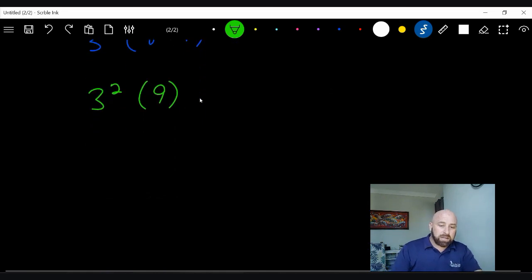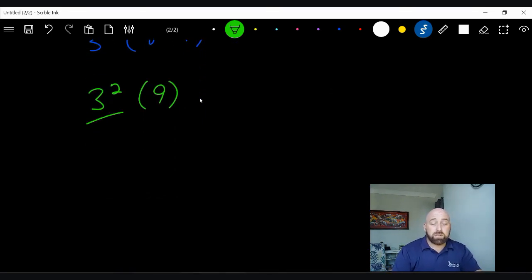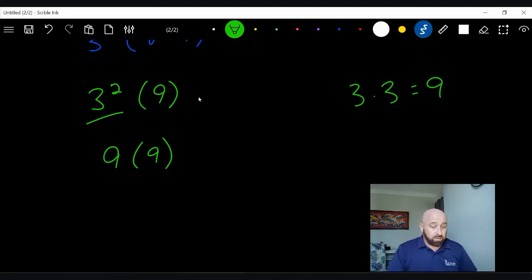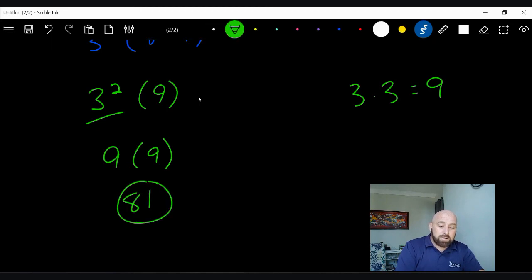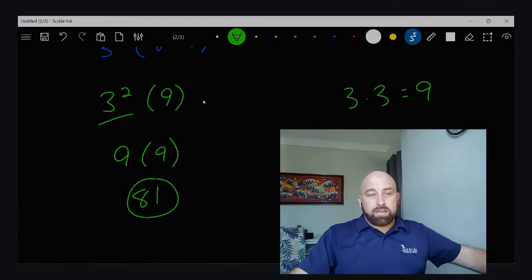So let's do that exponent right here. What's 3 squared? That means 3 times 3, and that equals 9. And so we're going to say 9 times 9. Okay, remember order of operations still. Well, it's the only thing that's left, but order of operations would tell us that we do the multiplication next. It's the only thing left. And so we are going to get 9 times 9, which is 81 for an answer there. Okay? All right, there it is, order of operations. Hopefully you followed what was going on there.